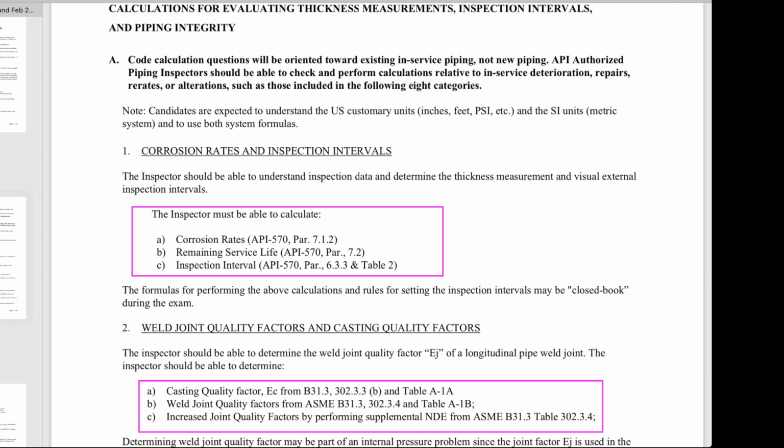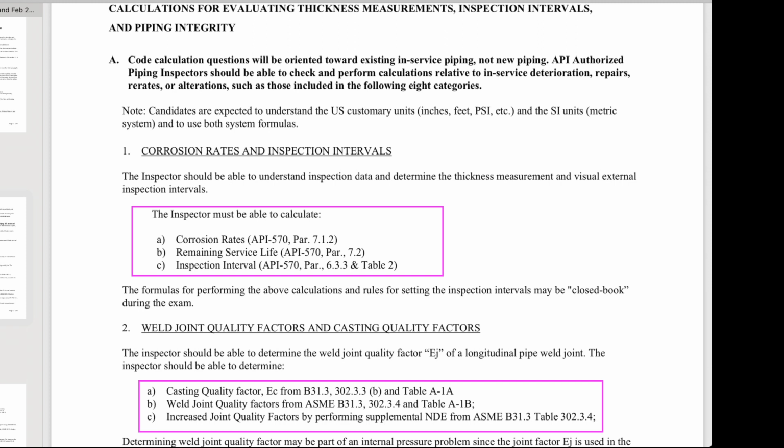Here, as I highlighted, the inspector must be able to calculate corrosion rates, remaining life and inspection interval. These are the 3 calculations that should come in the examination. Definitely it will come. It's a closed book exam. This is coming in the closed book part.